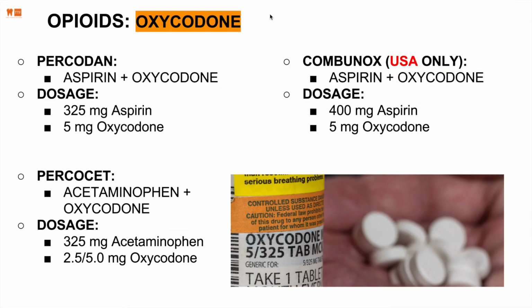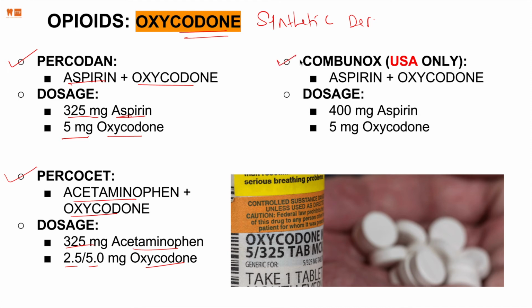Remember, this is a synthetic derivative of the natural codeine. It's known as Percodan when it is combined with aspirin. So aspirin and oxycodone is Percodan. The dosage is 325 milligrams of aspirin and 5 milligrams of oxycodone. It is known as Percocet when it is mixed with acetaminophen. Acetaminophen plus oxycodone, with 325 milligrams of acetaminophen and 2.5 or 5 milligrams of oxycodone.